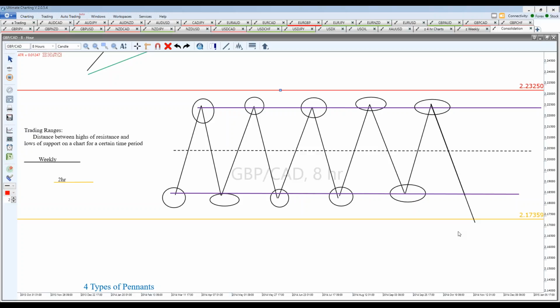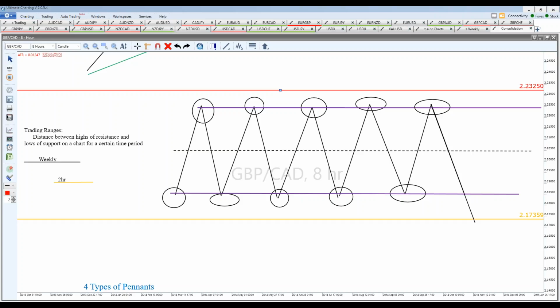So by doing this, basically the idea will be to look at the higher time frames to identify these patterns, and then look to take advantage of that anticipated move by identifying trading opportunities in that direction on the smaller time frame, 15 minute, 1 hour, 2 hour, whichever is of your preference.